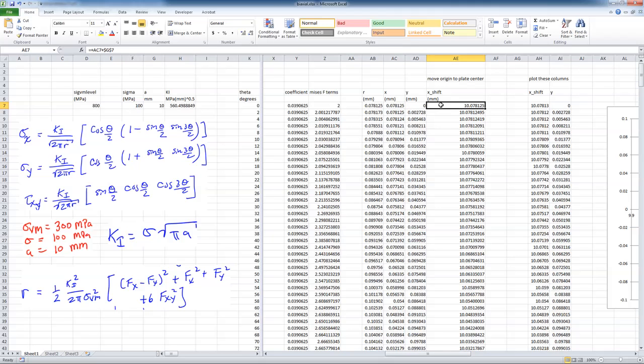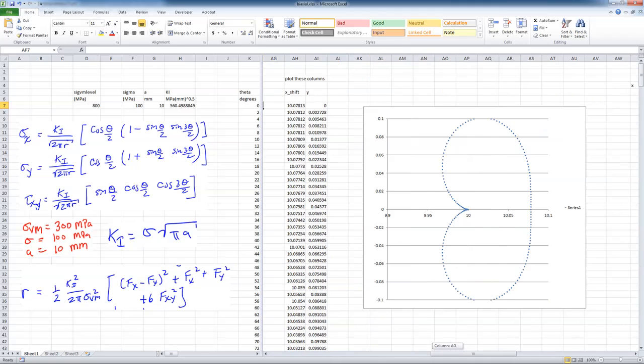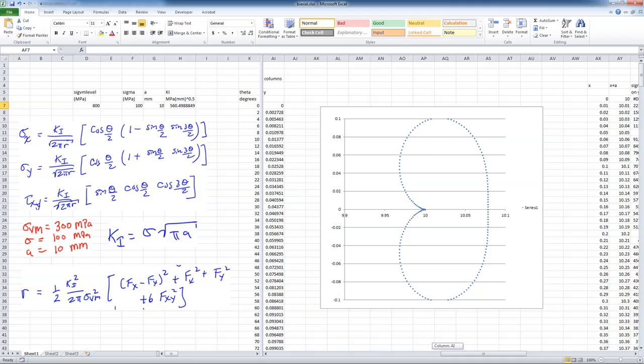And now I'm shifting it to the plate center so it looks more like what we would see in our von Mises contour of our plate that we're going to build. Okay, and that's these values, the x shift. And so now I'm plotting the x shift versus the y. I'm plotting the xy components so I can use a standard Excel plotting function. That's what this plot is.